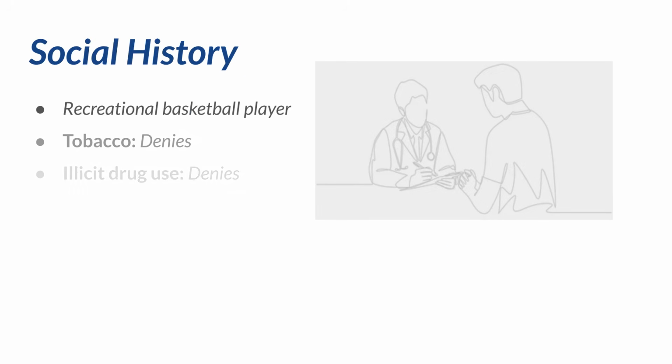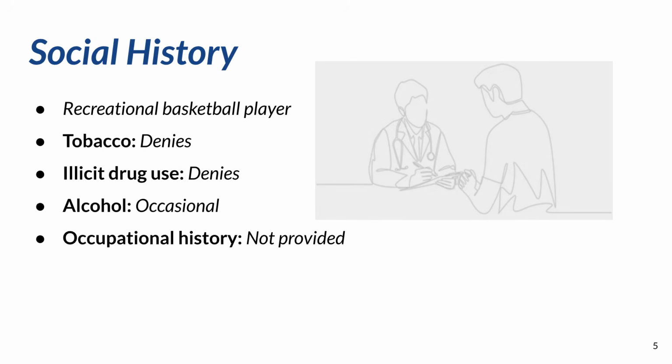The patient participates in recreational basketball, which is directly relevant to his current injury. He denies tobacco and illicit drug use and reports occasional alcohol consumption. His occupation is not provided in the scenario, so additional questioning would be needed to determine whether his injury could interfere with occupational demands, particularly if his job requires prolonged standing, walking, climbing, or lifting.